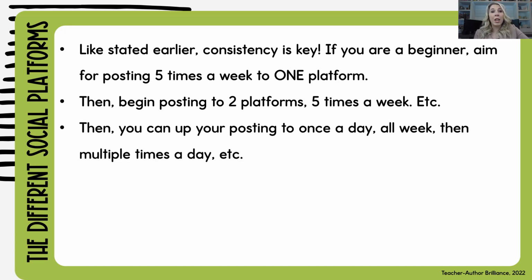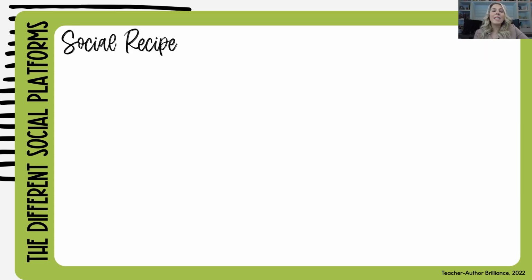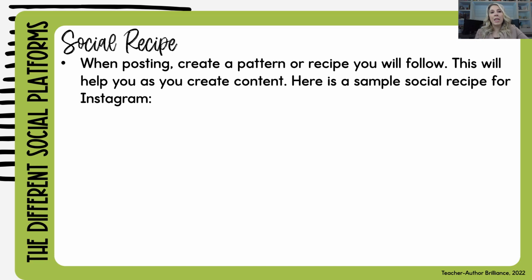Then once you get good at posting to 2 platforms 5 times a week, you can then up it and start posting once a day all week, then multiple times a day. And for each platform, pick a schedule you can consistently keep. I like to have what's called a social recipe. When you're posting, you're going to create a pattern or a recipe you'll follow every single week. This is going to help you create your content.